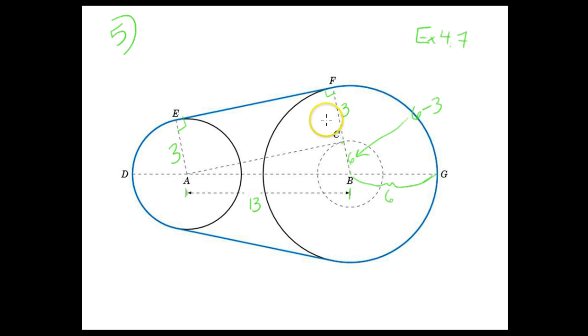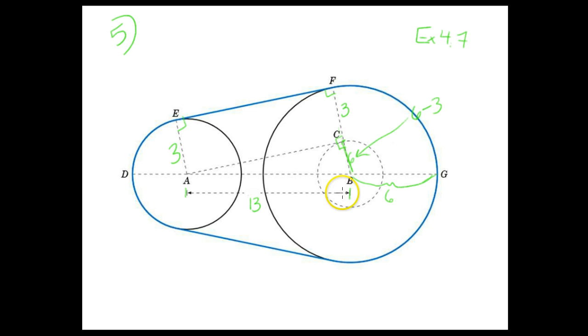And this creates another tangent. So this becomes a right angle right here. This is a right angle. And so we have a lot to work with here because we know that the length AB is 13. We also know that this length is 6.